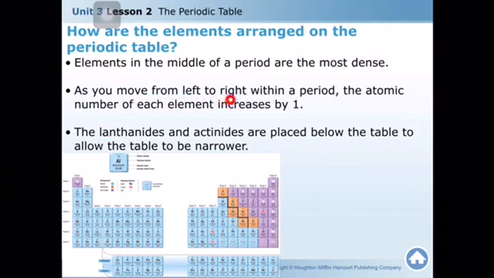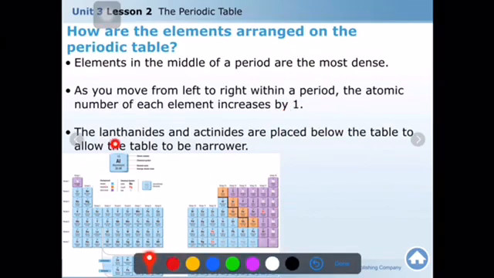As you move from left to right within a period, the atomic number of each element increases by 1. You see, the atomic number is 19 over here, then 20, 21, 22. You may easily predict that the number of electrons and protons increases in the elements when you move from left to right. That's why it is called a periodic table.